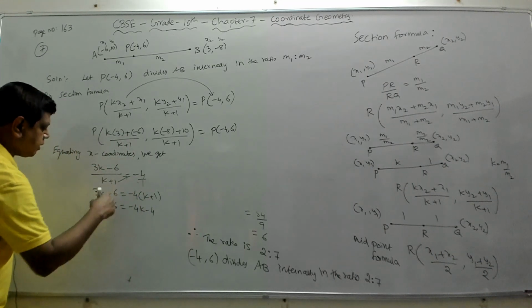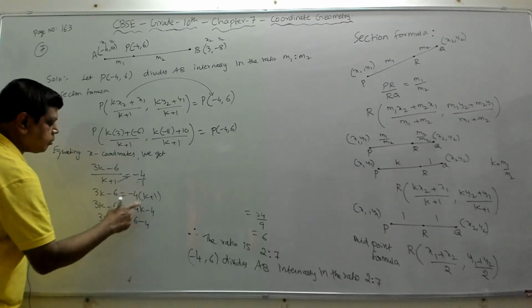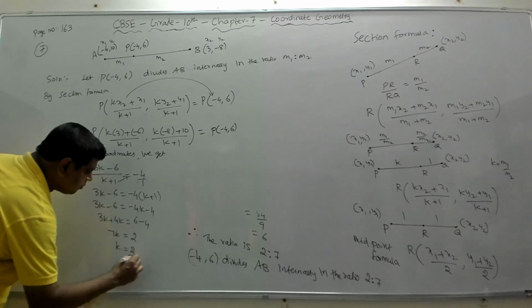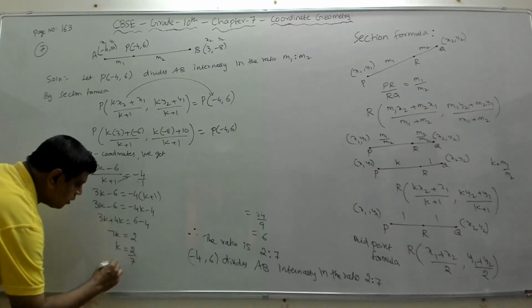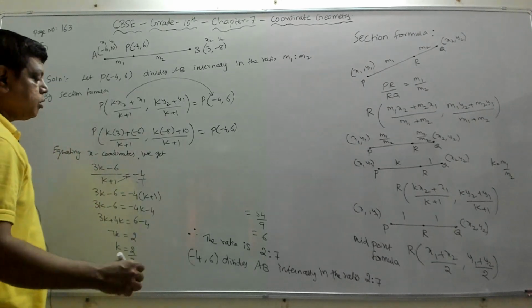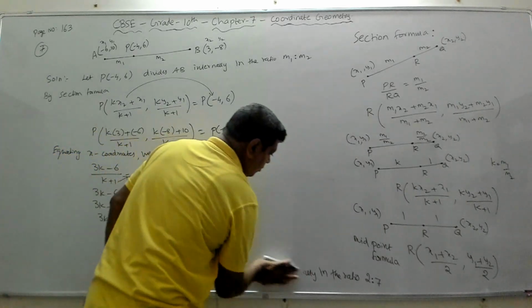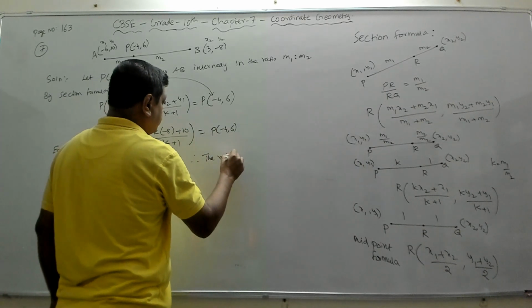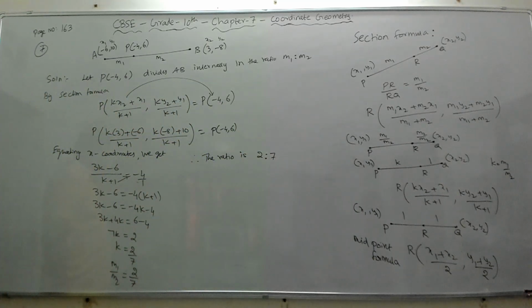And let's find k. So the 4k will come here. You get 3k plus 4k equal to 6 minus 4. Minus 6 goes here, it will become plus 6. This is minus 4. So you will get 7k is equal to 2. k is equal to 2 by 7. When k is 2 by 7, and k is m1 by m2, that is 2 by 7. So therefore the ratio is 2:7.